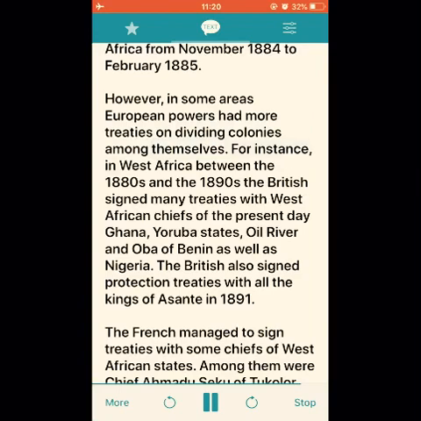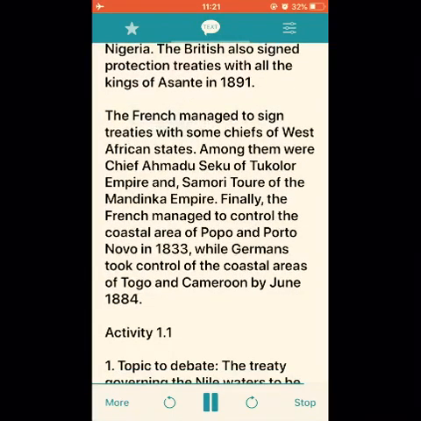For instance, in West Africa between the 1880s and the 1890s the British signed many treaties with West African chiefs of present-day Ghana, Yoruba states, Oil River and Oba of Benin as well as Nigeria. The British also signed protection treaties with all the kings of Asante in 1891. The French managed to sign treaties with some chiefs of West African states. Among them were Chief Amadou Sikou of Tukulur Empire and Samori Touré of the Mandinka Empire.